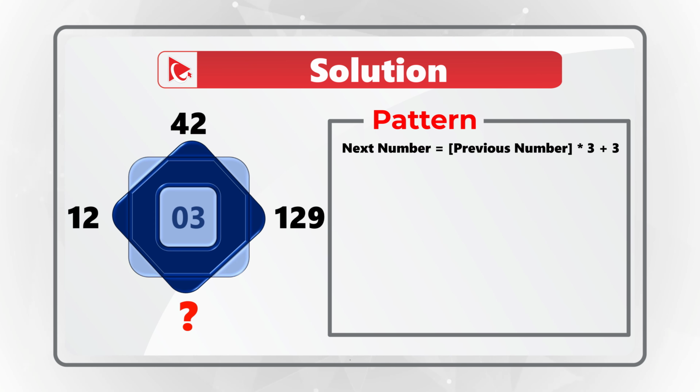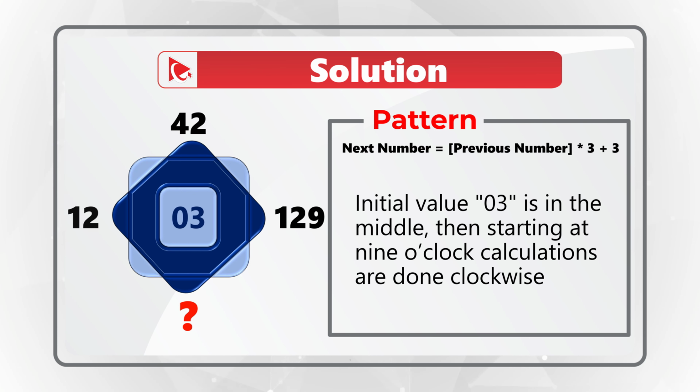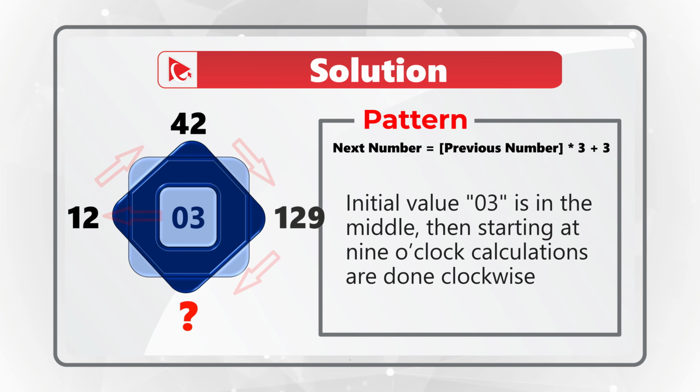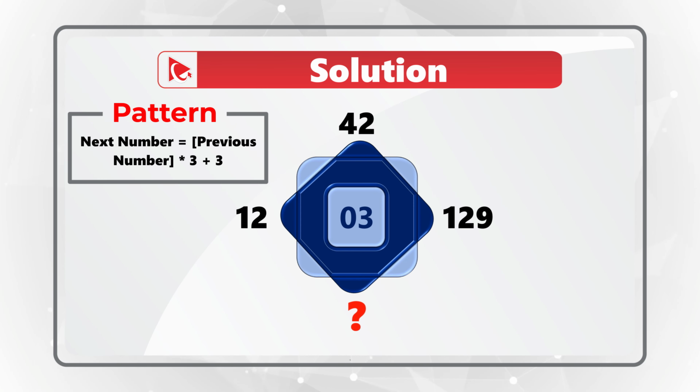So let's look at how calculations are done. An initial value is 03. Then we start the calculations at 9 o'clock. The first number is 12, then the next number is 42, the following number is 129, and then comes the missing number. Let's look at the specific calculations.